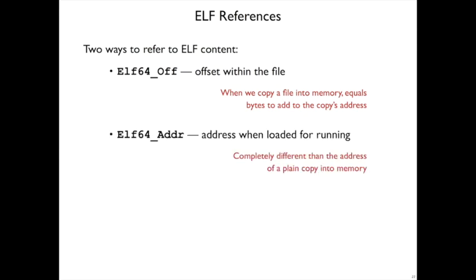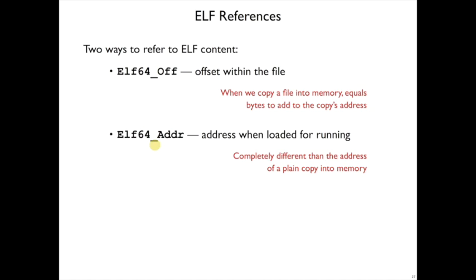The other way that an ELF file will refer to different things in the file is through an Elf64_Addr address. And this address is the address that would be used if we were actually running this program. And that's completely different than the address that might be used when we've copied the file into memory. For example, we saw that text was at a particular offset in the file, but when it was running, the machine code for a.out was put at a different location, at a particular address. It was 400, or something like that.